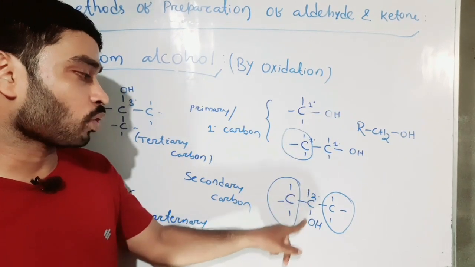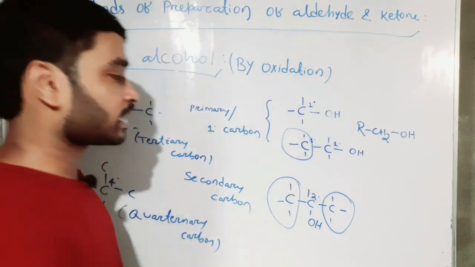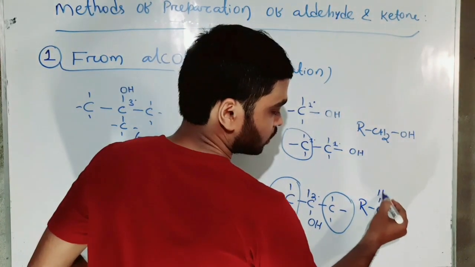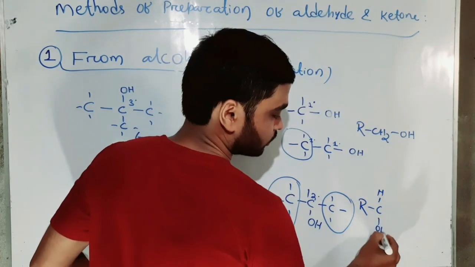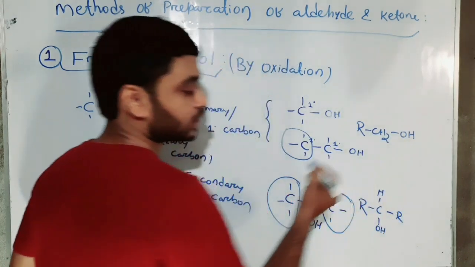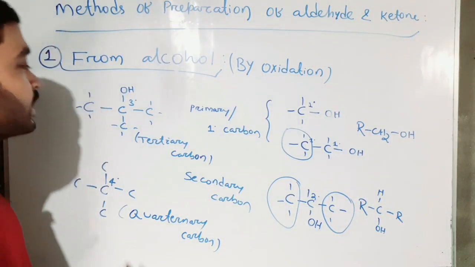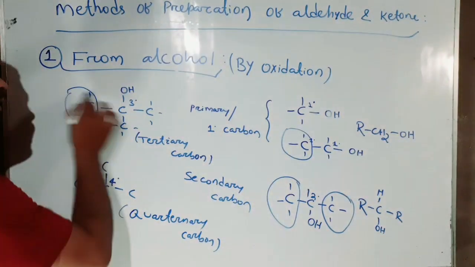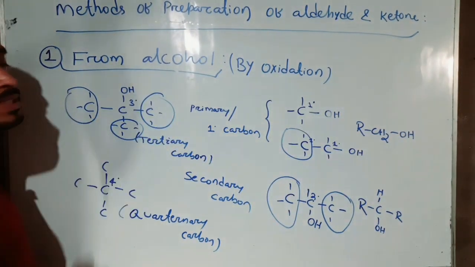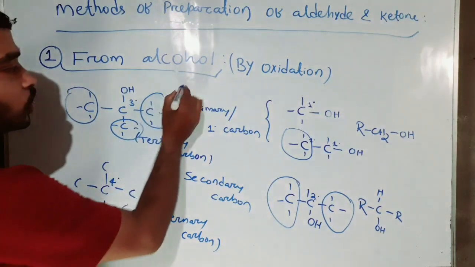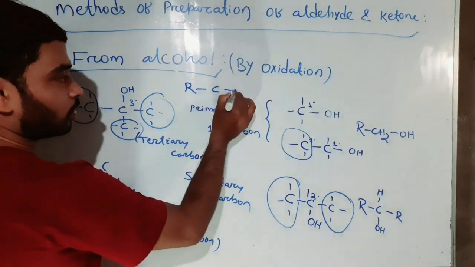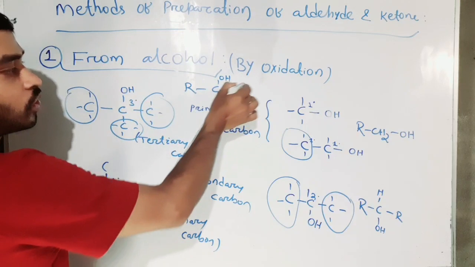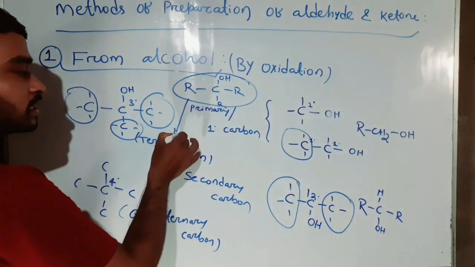So R-CHOH-R will be the general formula for secondary alcohol. Similarly, the tertiary alcohol will have the general formula where R is the alkyl group. So three alkyl groups will surround the carbon atom directly, and the functional group is attached to the tertiary carbon. It will be the general formula for tertiary alcohol.